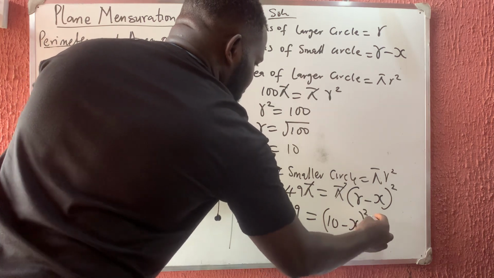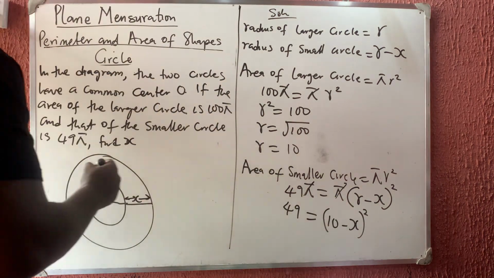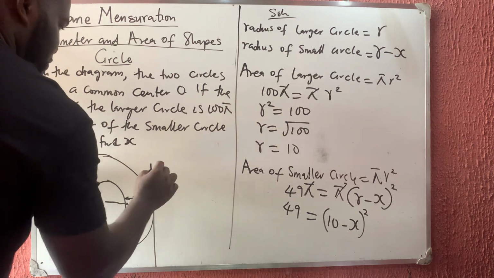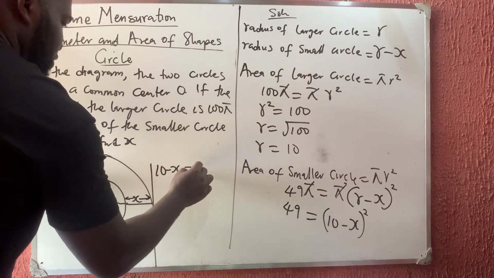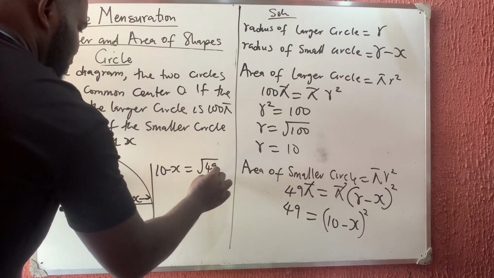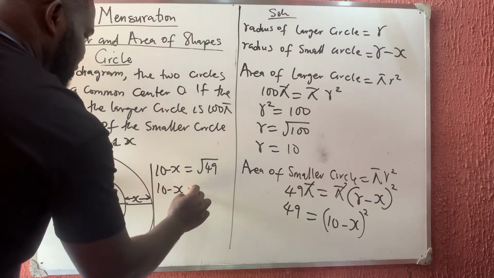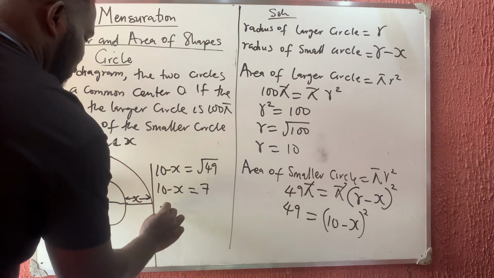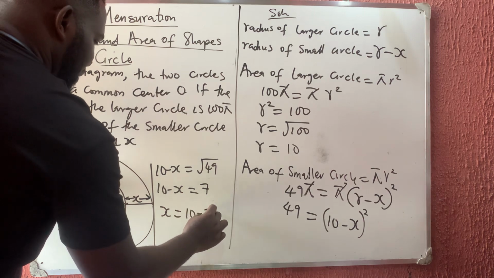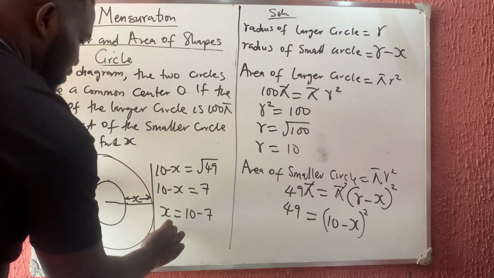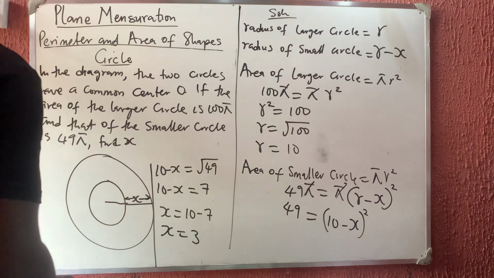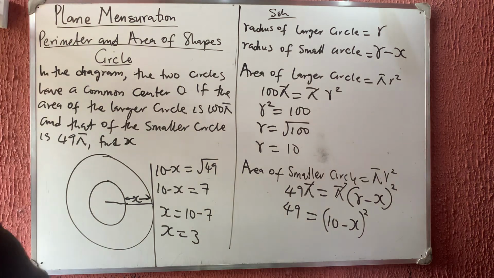If the square comes to this side, it becomes square root. So permit me to finish it here. I have that 10 minus x is equal to the square root of 49. So 10 minus x is equal to 7. Therefore, x is equal to 10 minus 7. If this goes here, this comes here. So my x obviously is 3. So that is that for that. So we go to the next question.